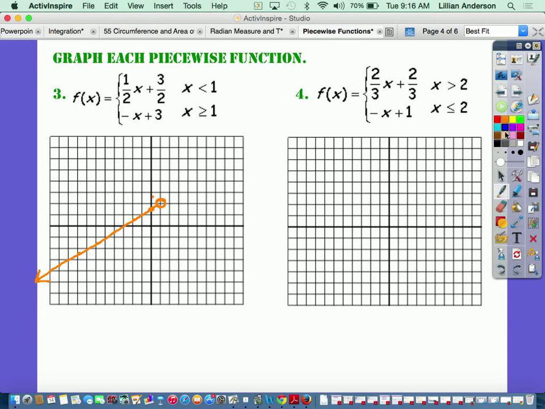Let's graph the second function, negative x plus 3. Where do I start? 3. At 3, so 1, 2, 3. And then I go where? Down 1 over 1, down 1 over 1, all the way. So I can't go anymore. What if I want points to the left? Up 1 over 1. Which way? Left. Up 1, left 1.